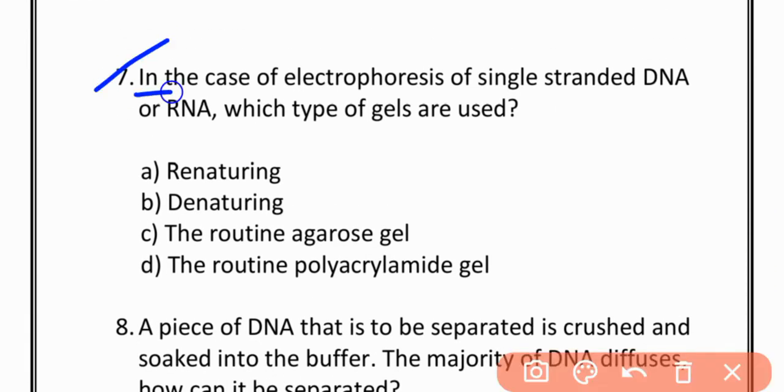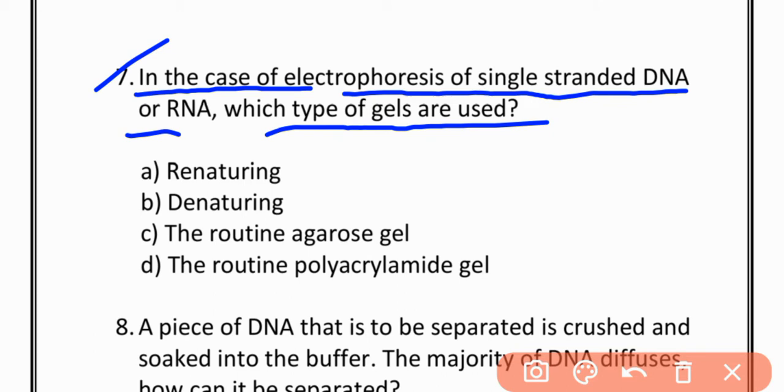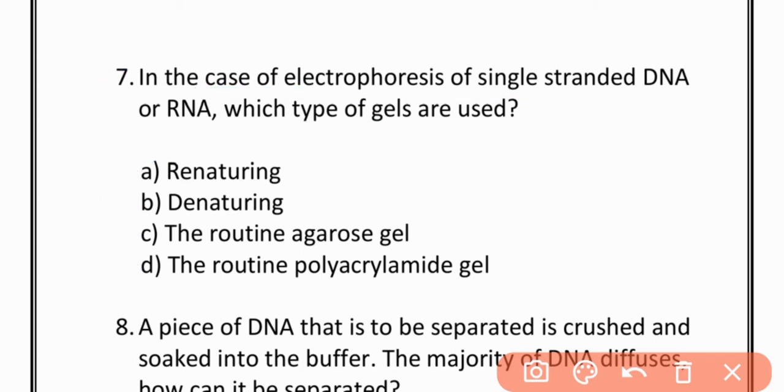Seven. In the case of electrophoresis of single-stranded DNA or RNA, which type of gel is used? Option A is renaturing, B, denaturing, C, routine agarose gel, D, the routine polyacrylamide. The correct option is option B, denaturing.